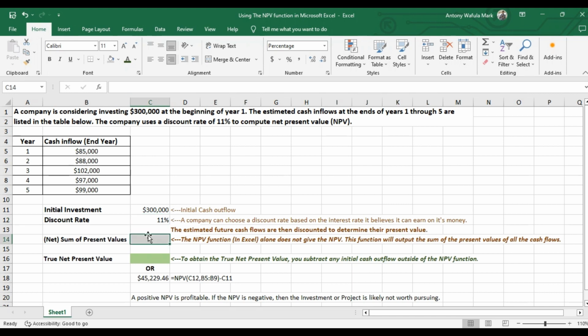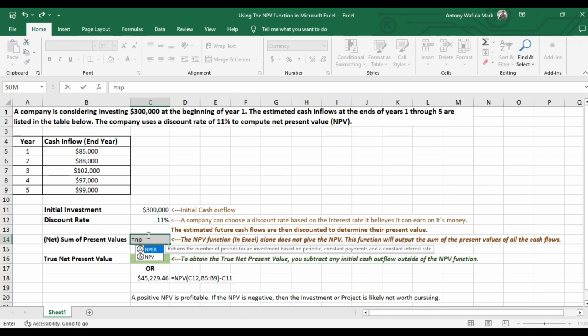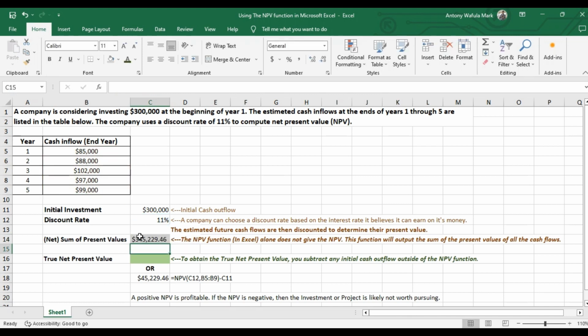So to use the NPV function in Excel, you hit the equal sign, type in NPV, select NPV, then take the discount rate, just select the discount rate alone, and then the range of values, that is the cash flows, and then close the bracket and then hit enter. So the answer you get here is actually the sum of the present values of all the cash flows.